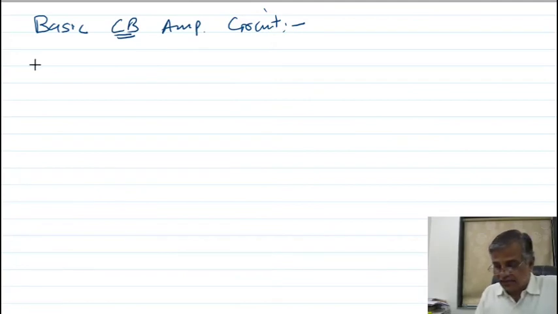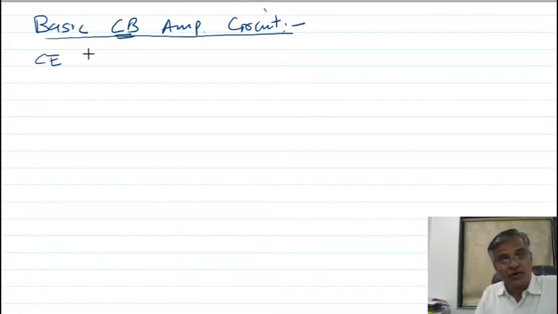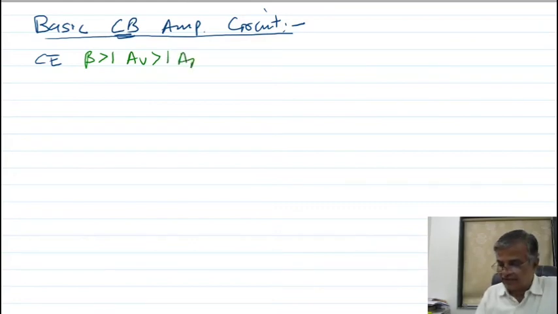In a common emitter amplifier, gain is always greater than 1. Voltage gain is greater than 1. Power gain is greater than 1. But this circuit is not suitable for high frequency. At high frequency, in a common emitter configuration, gain decreases.